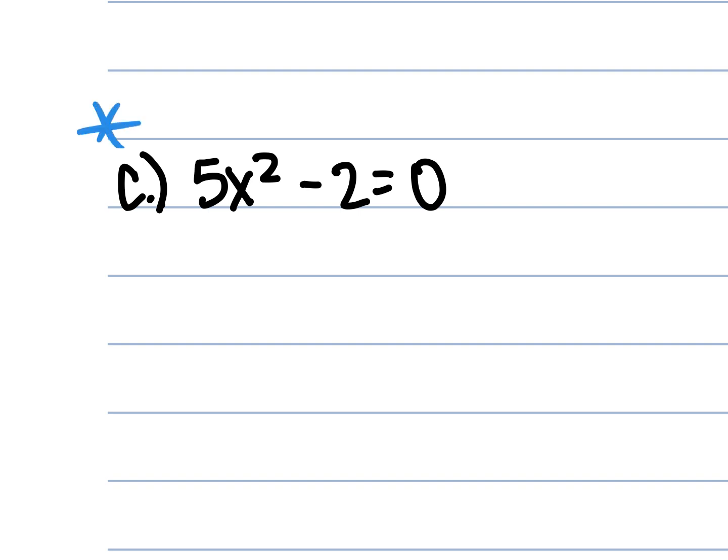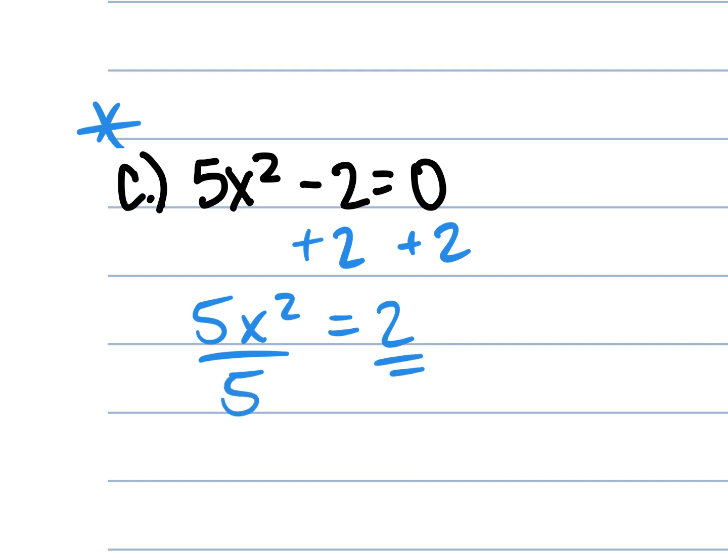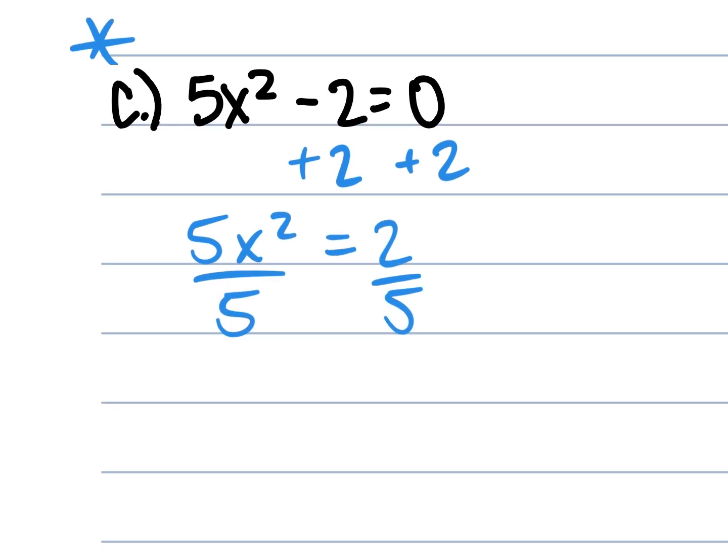So, what do I do in letter C? Add 2 to both sides, plus 2, plus 2. What do I get? 5x squared equals 2. Is my x squared isolated? No. What do I still have to do? Divide by 5. Does 5 go into 2? So leave it as a fraction. So it's going to be x squared equals 2 over 5.